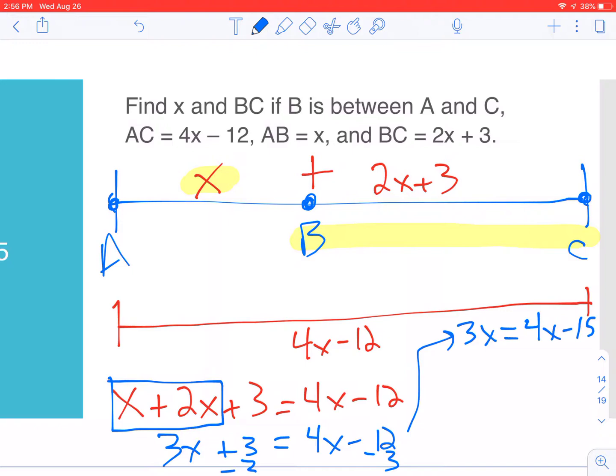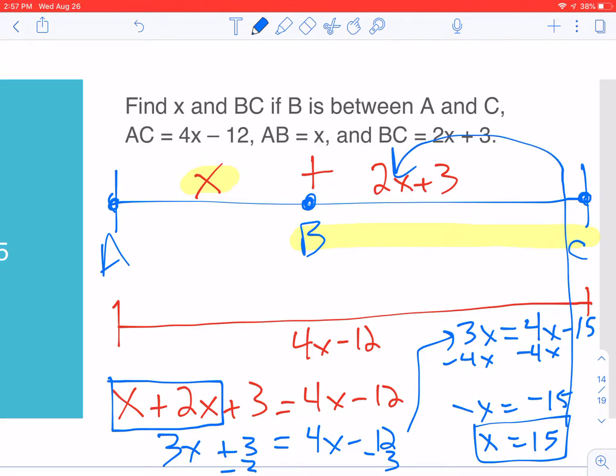Now I got to get all the x's on one side. So I'm going to subtract the 4x, negative x, 3 minus 4x is negative x, and I have a negative 15. My negatives will cancel out. I get x equals 15. And BC, so I'm going to take this and plug it in for x, 2 times 15 plus 3, 30 plus 3 equals 33. So those are my two answers.